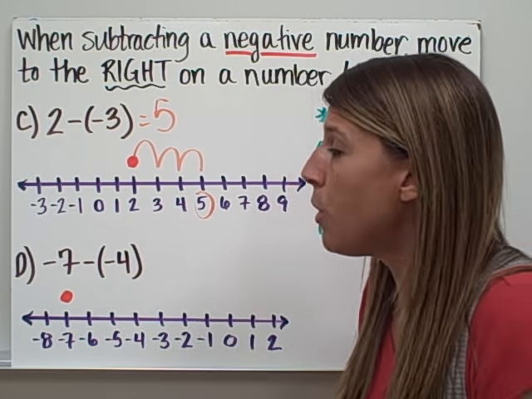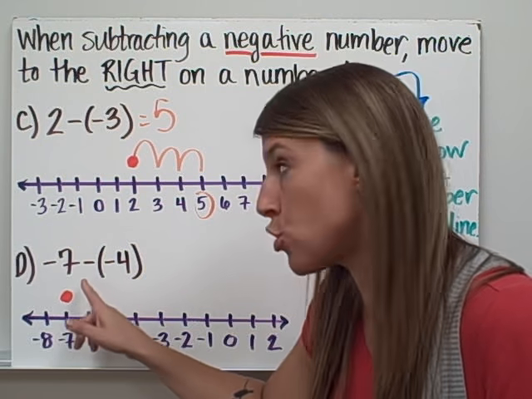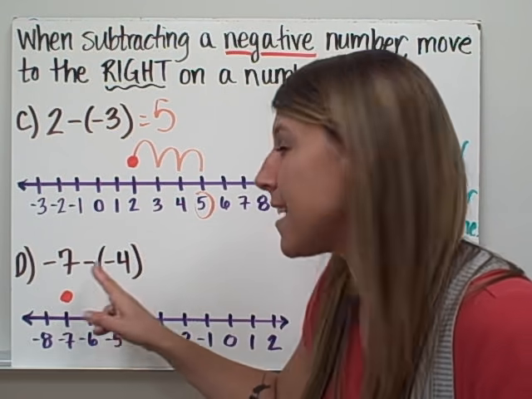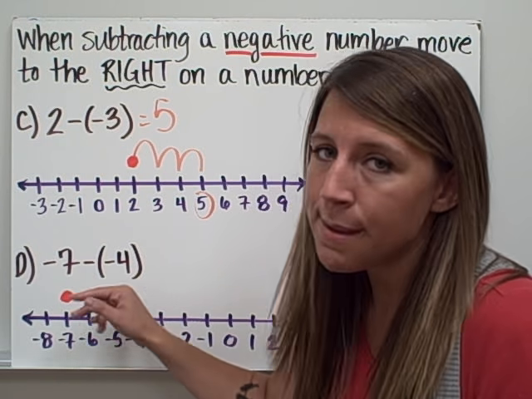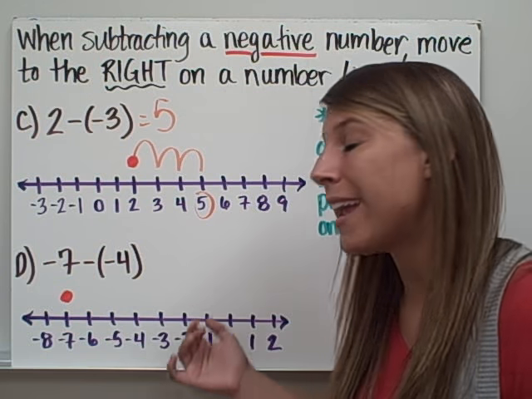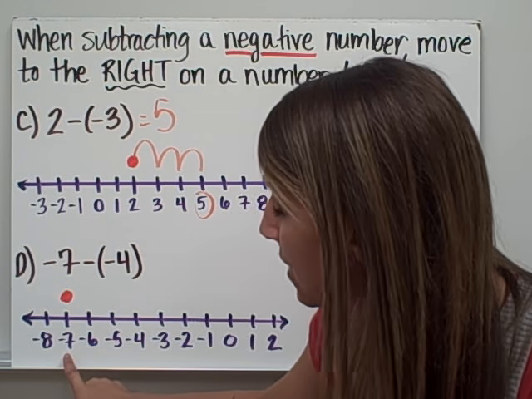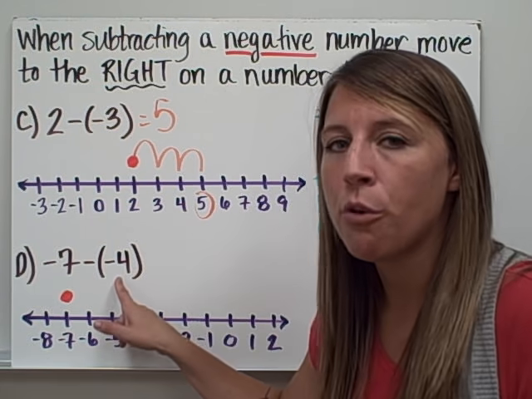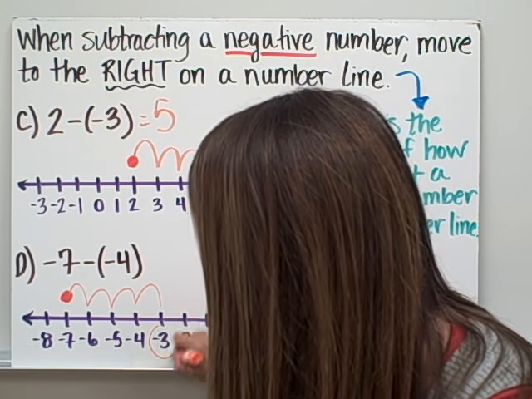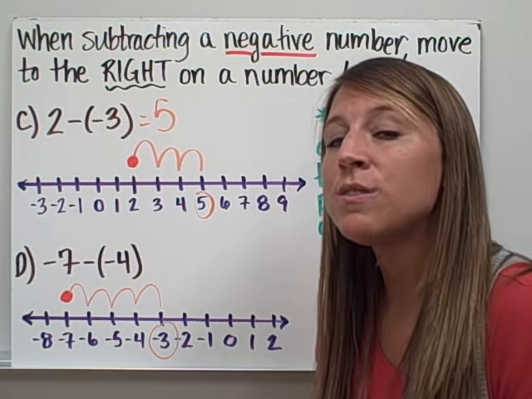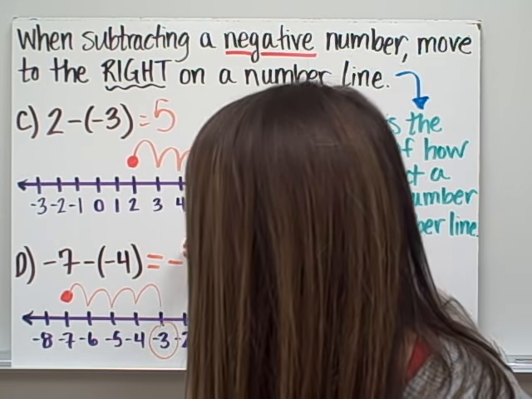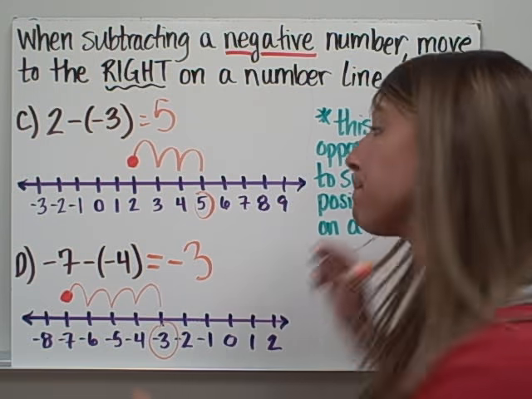The same is true if I begin with a negative integer and subtract a negative integer. Anytime I subtract a negative integer, no matter where I begin, if I'm looking at a number line, I am going to move to the right. So, beginning at -7, I move to the right 4 places. So that's 1, 2, 3, 4. I end up at -3, so -7 minus -4 equals -3.